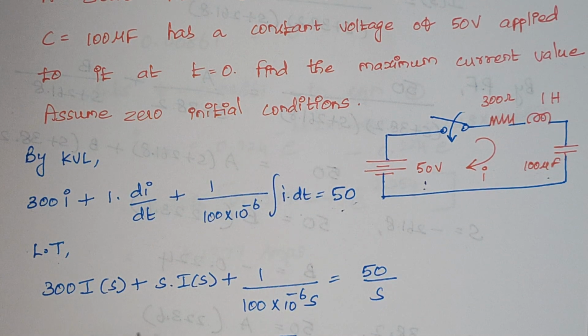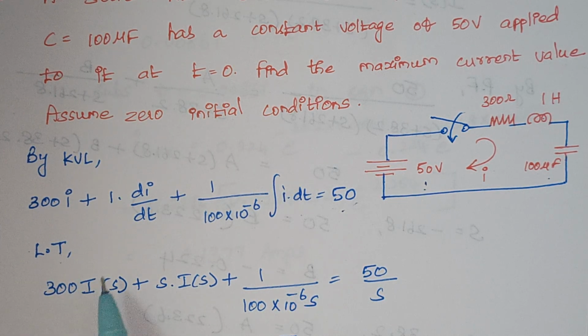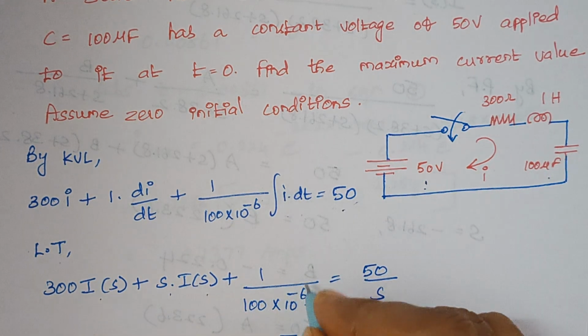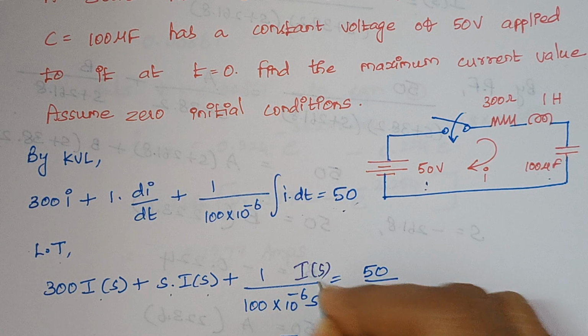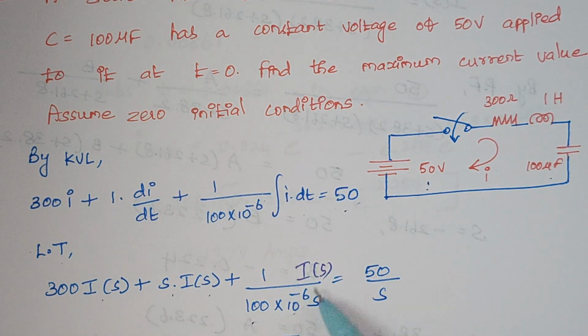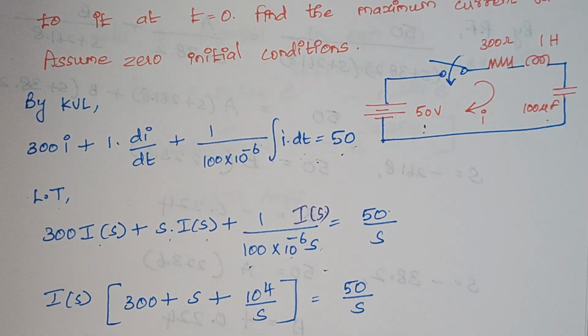So once you take Laplace transformation, you see 300i becomes 300I of s, and this di by dt becomes s into I of s minus... Again here, this value I had written as such, integral of I dt. If it is taken Laplace transformation, then it becomes I of s by s, which is equal to 50 by s here. So in this case, when you simplify this expression, this can be written as 10 to the power 4 by s.